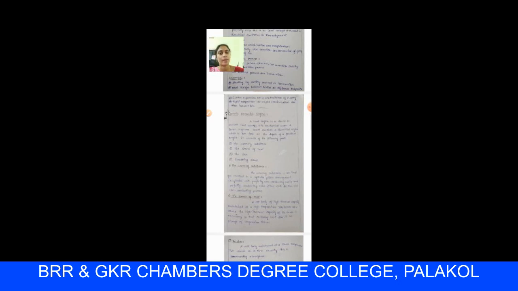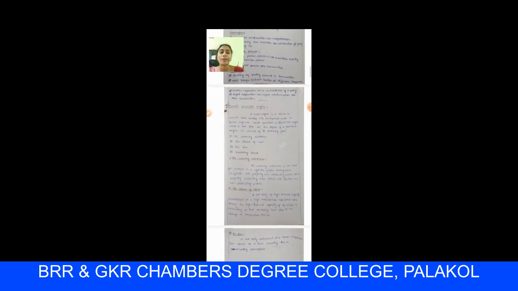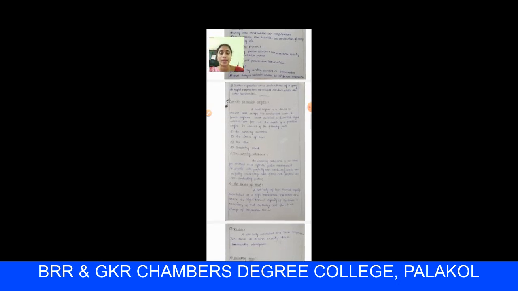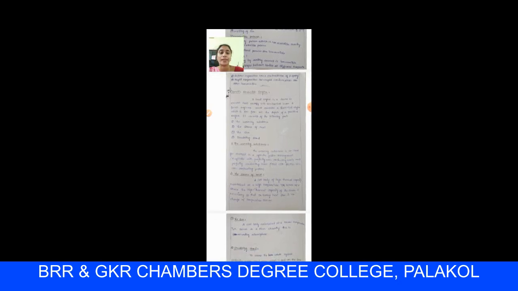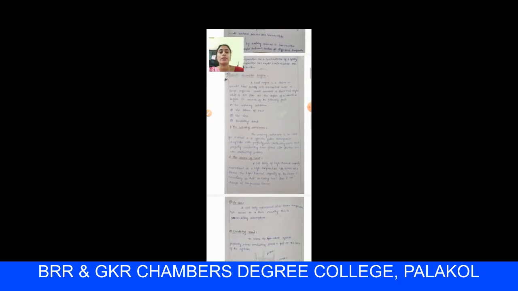Some examples of irreversible processes are heating by sending current, which is an irreversible process, and heat transfer between bodies at different temperatures. Heat transfer at different temperatures is also an example of an irreversible process. Sudden expansion or contraction of a spring is also an example, and rapid evaporation or rapid condensation are also irreversible processes.